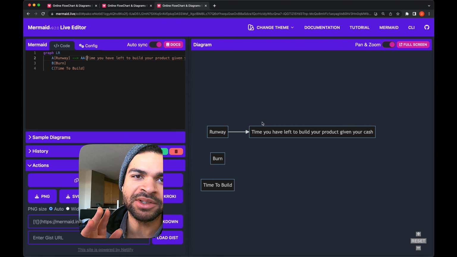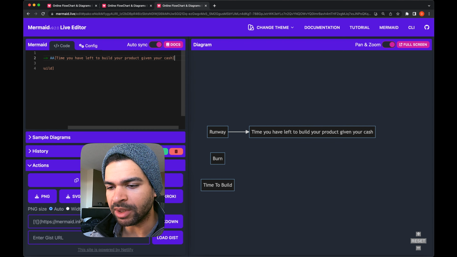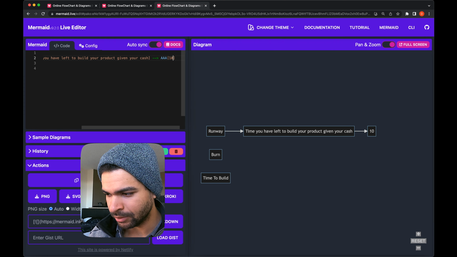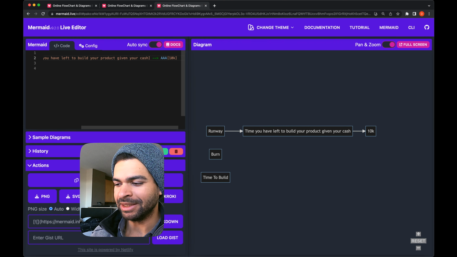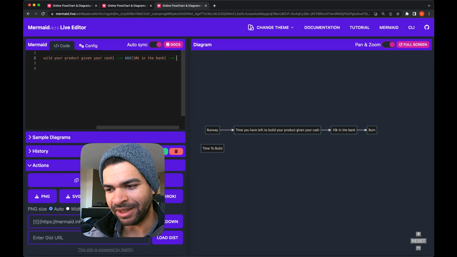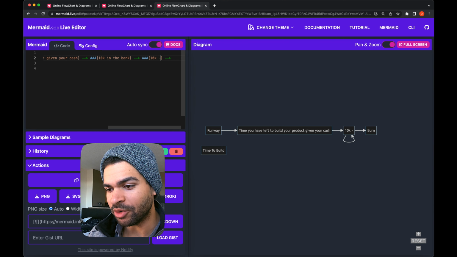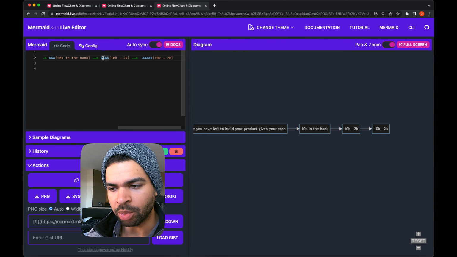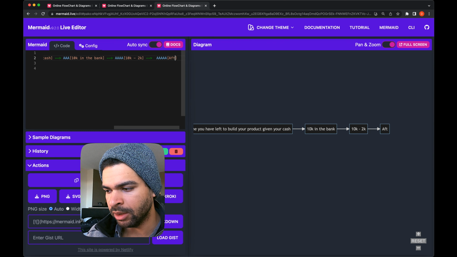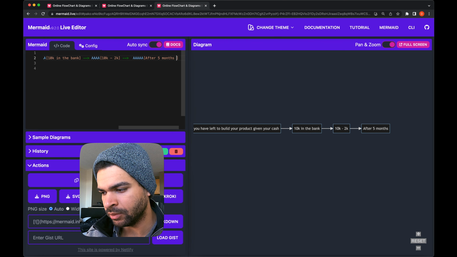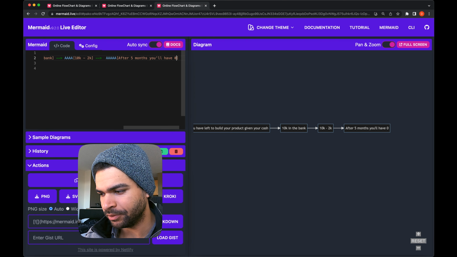So let's walk through a simple example quickly. Let's say you have 10K in the bank. You spend 2K a month. So if we take that and subtract 2K per month, after 5 months you'll have 0.